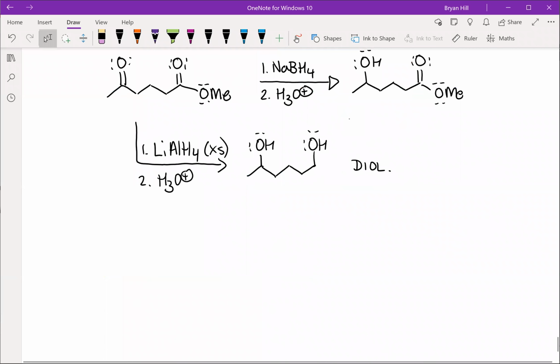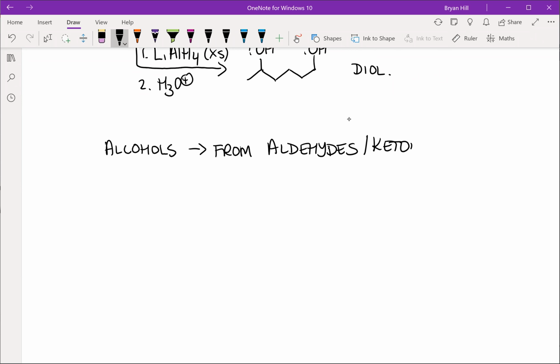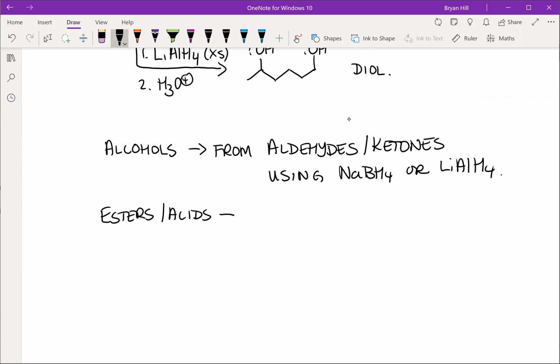So for our toolkit here, one of the methods to make alcohols is from aldehydes and ketones using NaBH4 or lithium aluminum hydride, or from esters and acids using lithium aluminum hydride. Fun stuff.